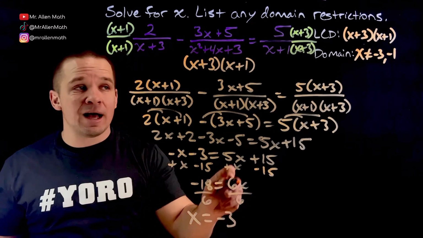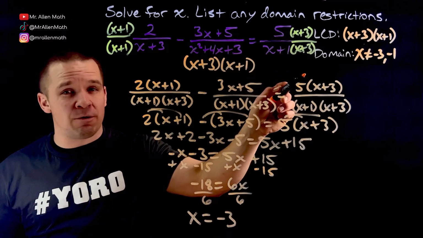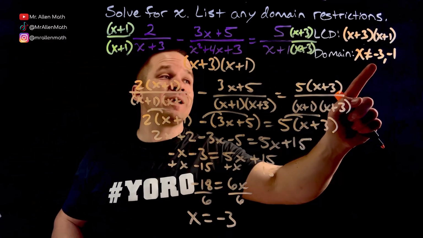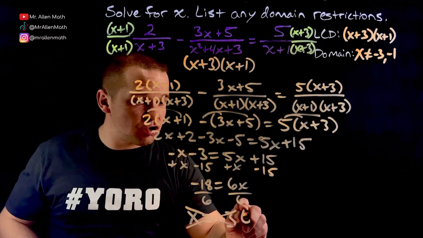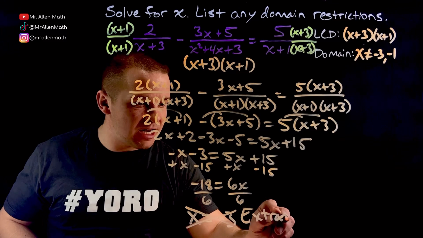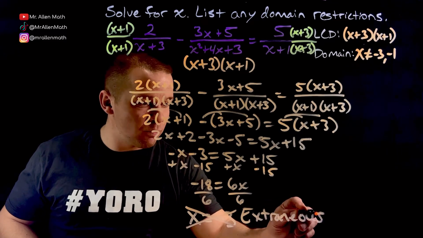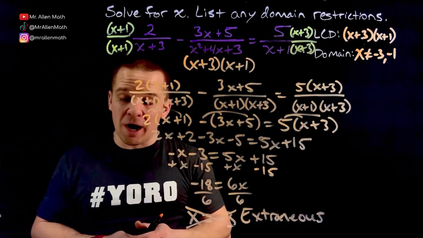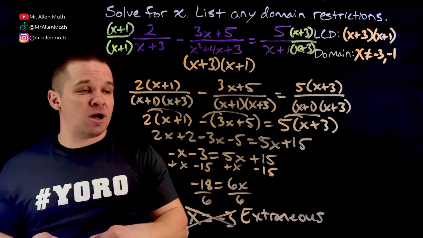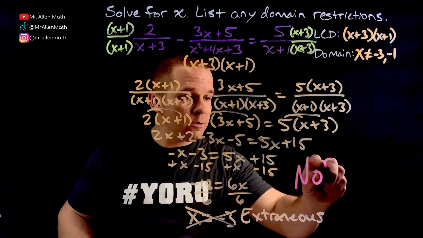Before I circle this, I have to double check over here to make sure it's not one of my domain restrictions. Uh-oh, it is a domain restriction. So this is, in fact, extraneous. Yes, that is a real word, extraneous. It's an extraneous solution. So in this particular problem, it is no solution.